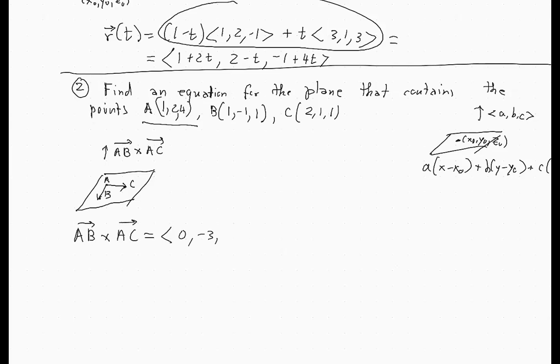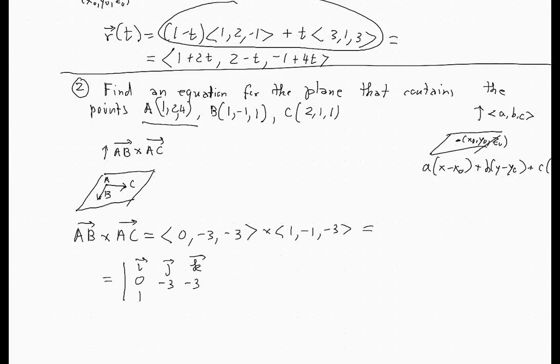For AC, we will have 2 minus 1, that's 1. 1 minus 2, that's negative 1. And 1 minus 4, that's negative 3. So here are the two vectors. Let's take their cross product. So we will have i, j, k, 0, negative 3, negative 3, 1, negative 1, negative 3.